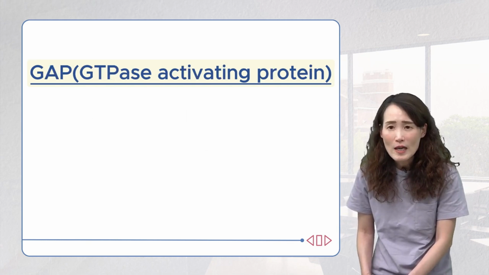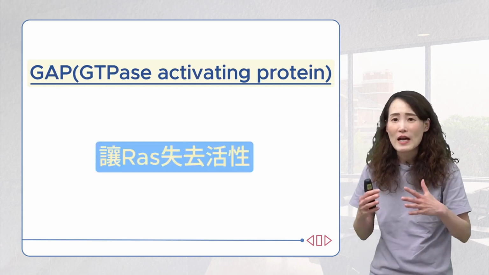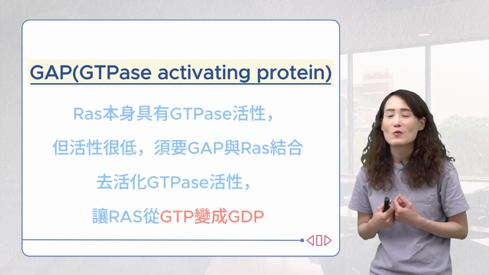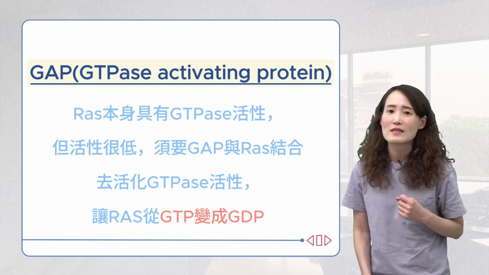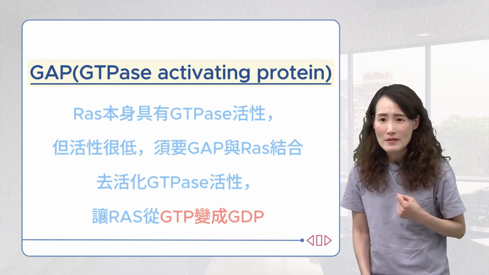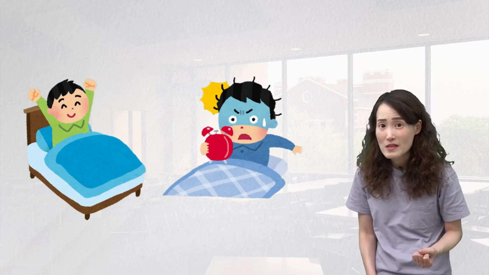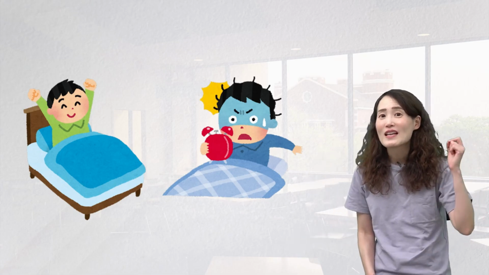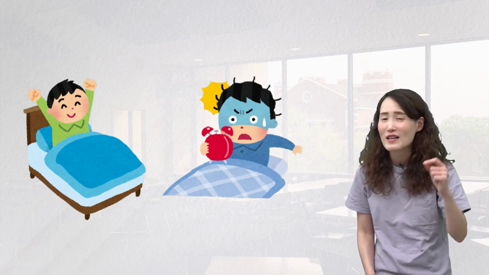In contrast, GAP stands for GTPase activating protein. It deactivates RAS. RAS itself has GTPase activity, but the activity is low. It needs GAP to bind with RAS to activate GTPase activity and convert RAS from GTP to GDP. The teacher illustrated an example. Students, you may wake up naturally or need an alarm clock to wake you up. The GTPase activity is like the state of waking up naturally. GAP must approach RAS, like an alarm clock must be near your ear to wake you up.